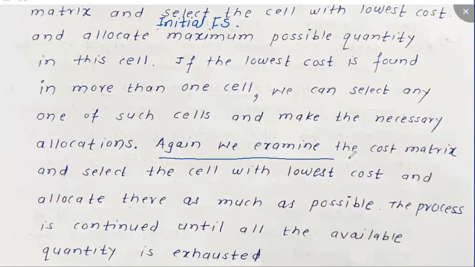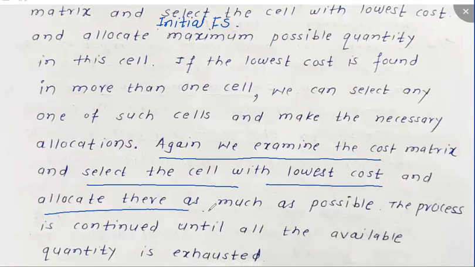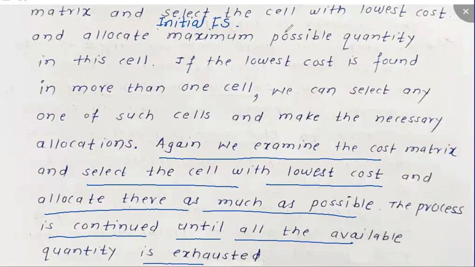Again, we examine the cost matrix, select the cell with the lowest cost, and allocate there as much as possible. This process is continued until all the available quantity is exhausted. So repeat the same process: look at the cell with the lowest cost and allocate there as much as possible, until all the available quantity is exhausted.